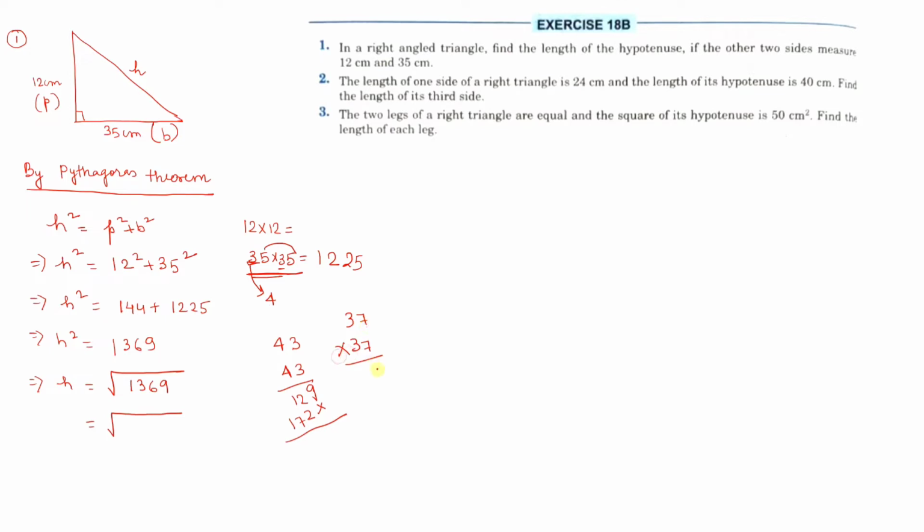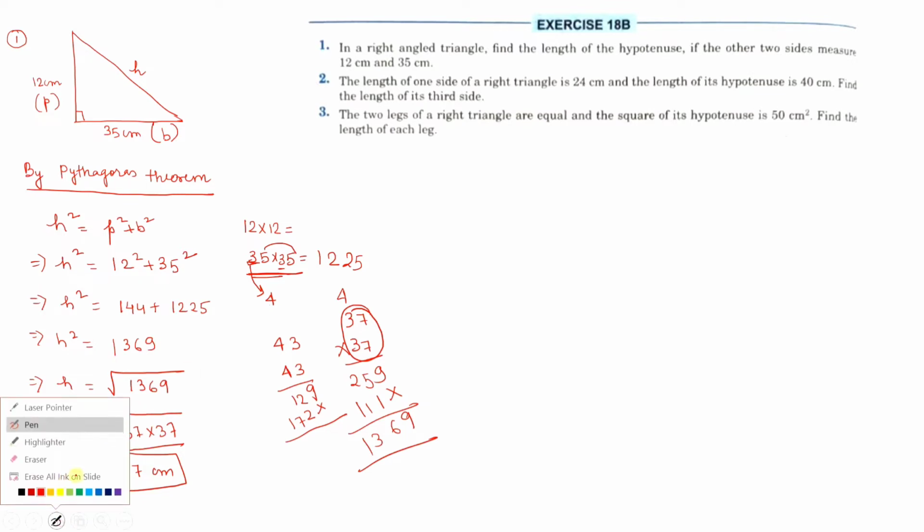7 sevens are 49, 3 sevens are 21, 23, 24, 25, 21, 22. Okay, fine, we have got 1369. 1369 is the square of 37, so write down here 37 into 37. Look at this, 37 is a prime number. If you try to solve it by the prime factorization method, you will never get it. So you have to use the hit and trial method. We have got a pair of 37, so the value of h will be 37 centimeter. Fine. Okay, moving to the next one.